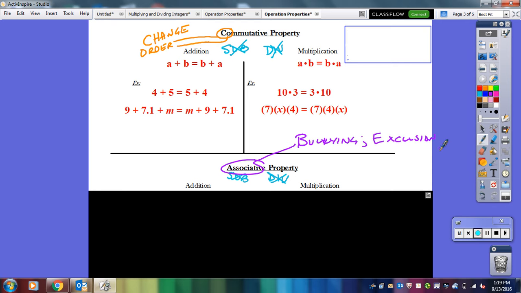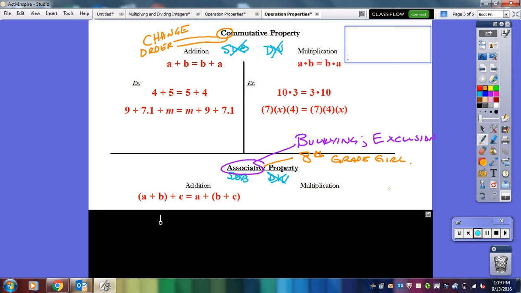There's a teacher that I taught with at Eagle Ridge. She called the associative property, so I'm not going to take credit for it, the 8th grade girl property. That sounds about right. And so here's why it's called the 8th grade girl property. Those that know any 8th grade girls may understand it. So here's the associative property.